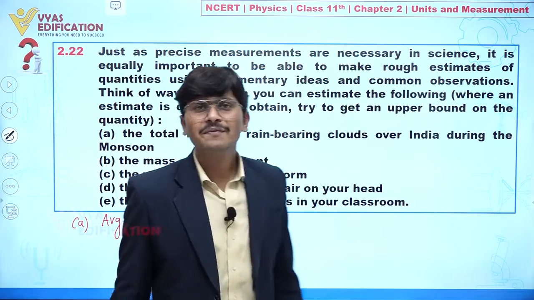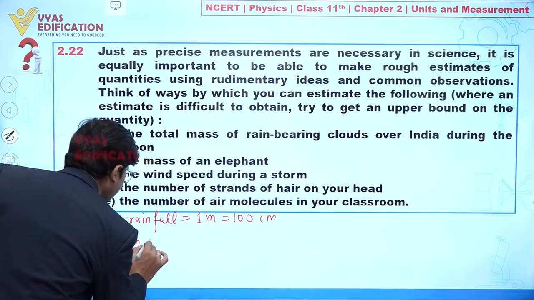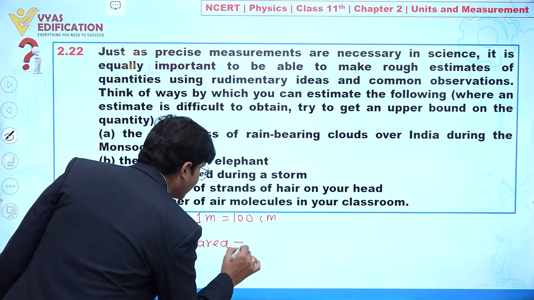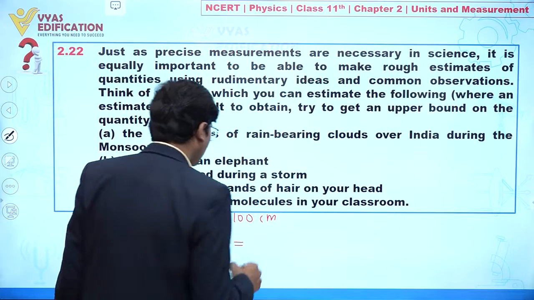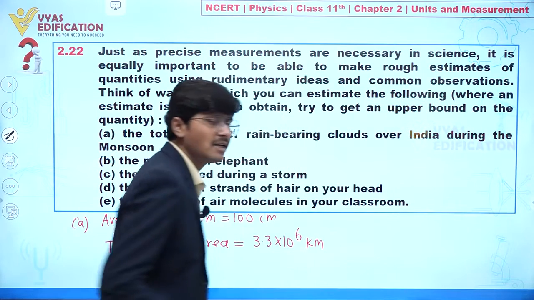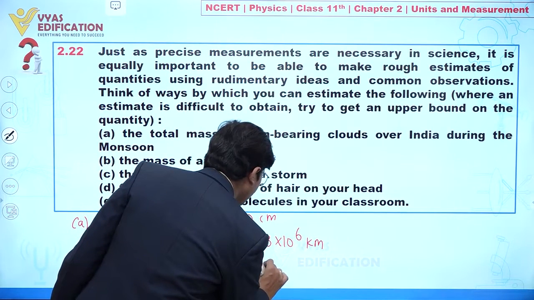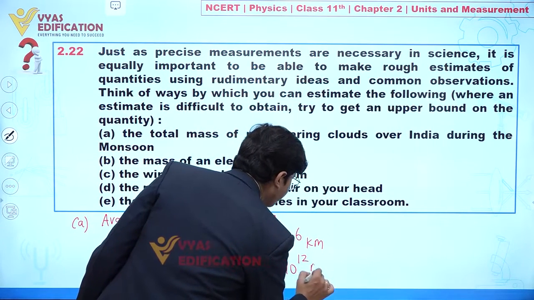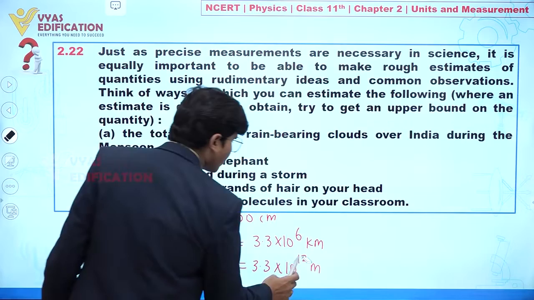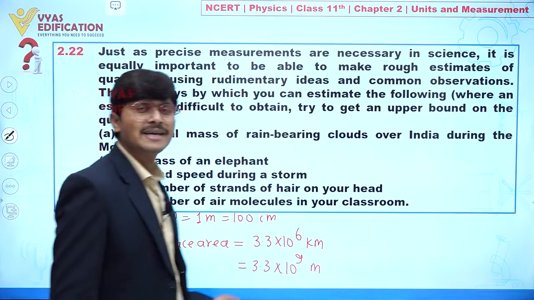Clear? Now if we talk about the total surface area of India, the total surface area of India is 3.3 into 10 to the power 6 kilometer square. Clear? We can convert into meter also, 3.3 into 10 to the power 12 meter square. Clear? Now can we find the total volume?